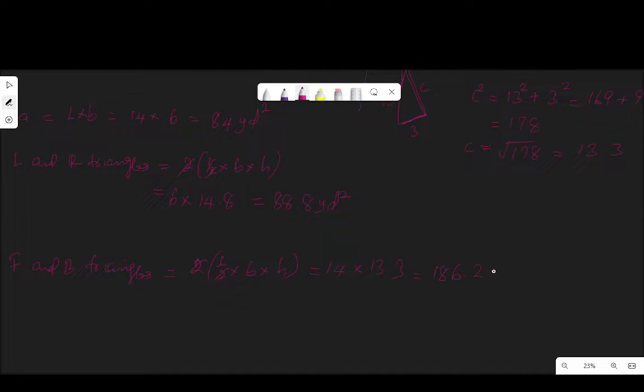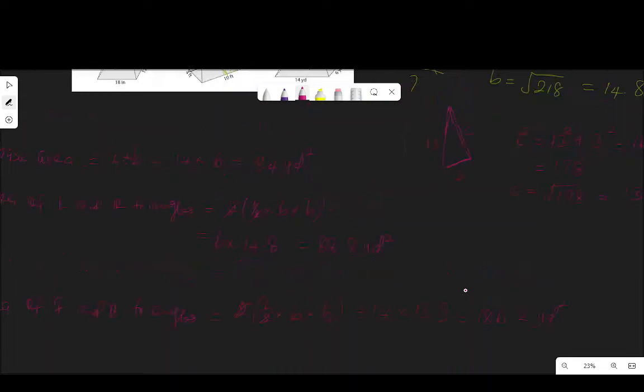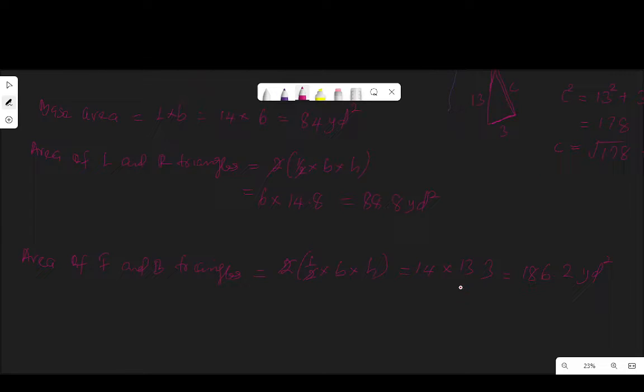So we have known the area of all the faces of the pyramid. Let's add them up to get the surface area of the pyramid. The surface area SA is equal to the area of the rectangular base, which is 84, plus the area of the left and right triangles, which is 88.8, and the area of the front and back triangles, which is 186.2.